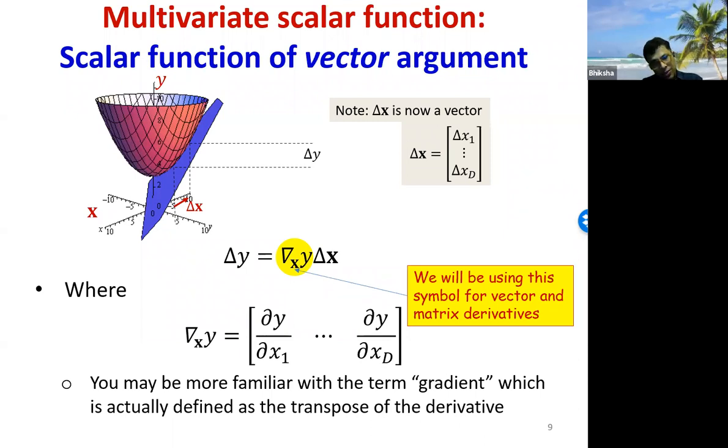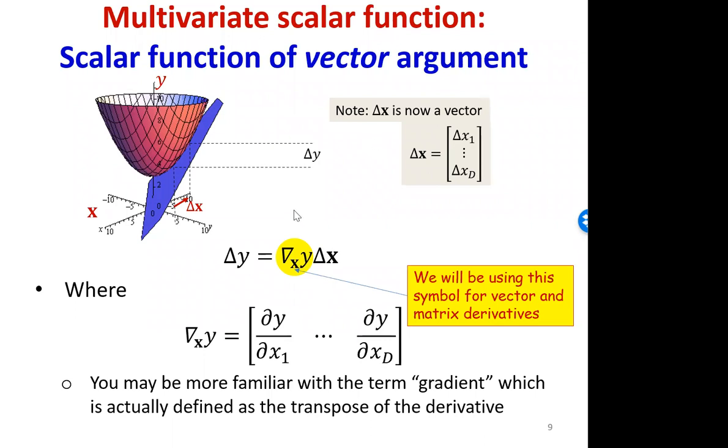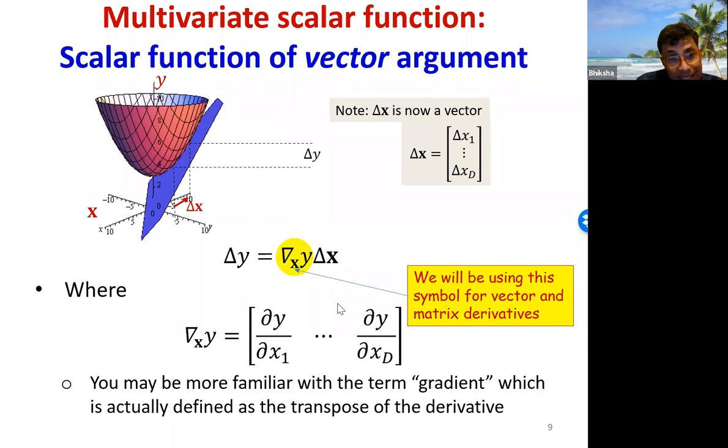What was the gradient? Do you remember? Anyone? What is the gradient? It's the same thing, but as a column vector. Yes, the gradient is the derivative transposed. The gradient is the transpose of the derivative.